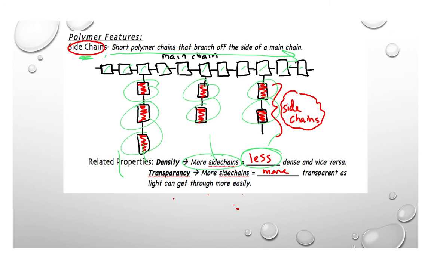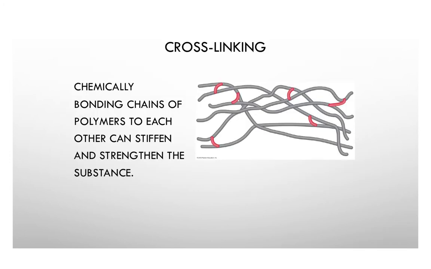The other thing that this does is transparency. More side chains makes things more transparent. Why? Because light can more easily go through these spaces between the main chains where the side chains are. So light is able to go through. That makes things more transparent. Sometimes side chains will go all the way to another chain and actually connect them. If that's the case, we call that cross-linking. That actually is chemically bonding polymer chains to each other, and what it typically does is it stiffens and strengthens our polymer.